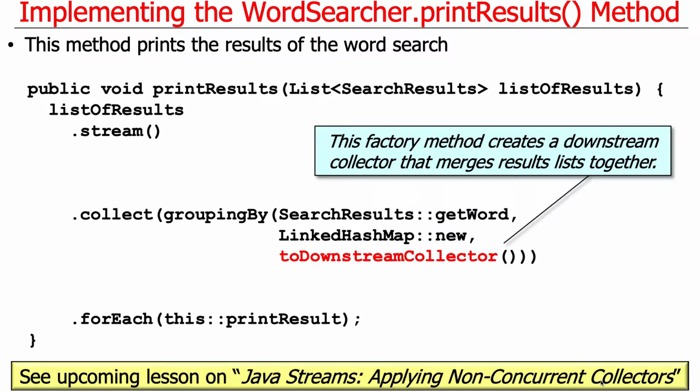And then the third parameter here is a factory method that creates a downstream collector that merges the results lists together. So what's happening here is we have a stream of search results, but we're going to make a little collector that's going to merge all of the list of result objects that are in each of the search results into one list. And that's just a way to pare things down. I'll show you that when we talk about how to write non-concurrent collectors. They're really cool.